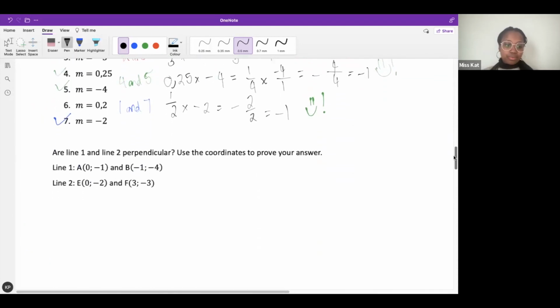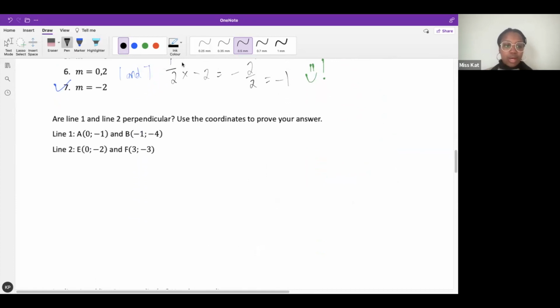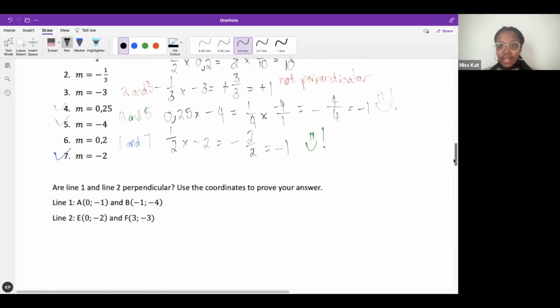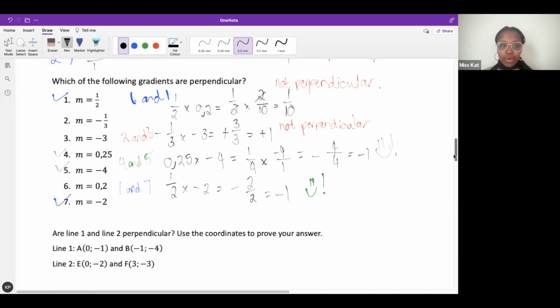Now, we know how to identify perpendicular lines, right? So, why did I divide 2 by 10? I rewrote 0.2 as a fraction. Remember, it is 2 divided by 10, because you have 1 decimal place, so you only have 1 zero. So all I did was rewrite 0.2 as a fraction.